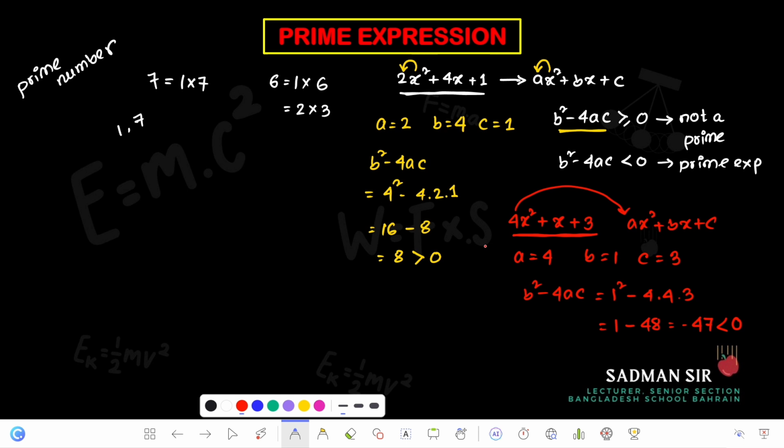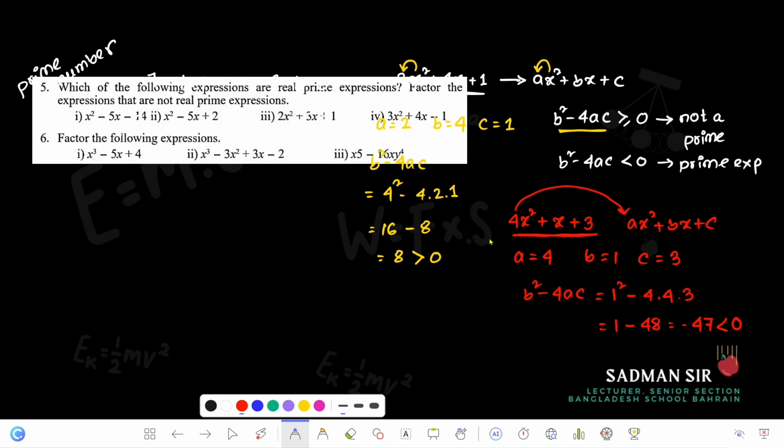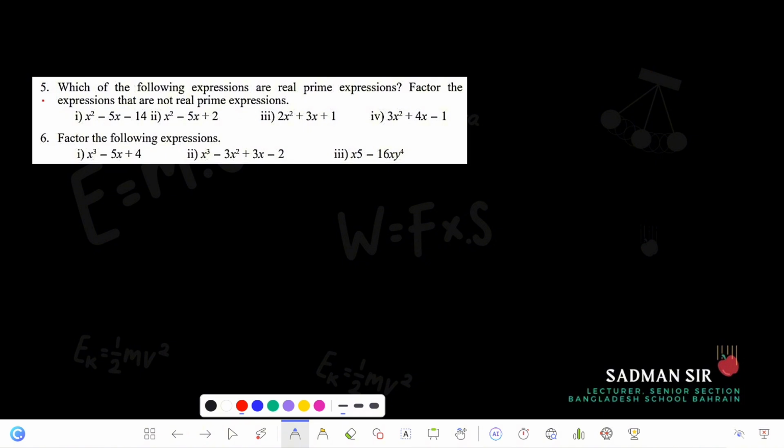Now in your exercise there is a question, most probably question number 5. Yes, in question number 5 they are asking which of the following expressions are prime expressions. For each expression you have to calculate b squared minus 4ac, and then you can say whether these expressions are prime expressions or not. If the expressions are not prime expressions, then you have to factorize them, because we know that if it is a prime expression we cannot factorize it, but if it is not, then we have to factorize it. In our future videos we are going to solve this question number 5.